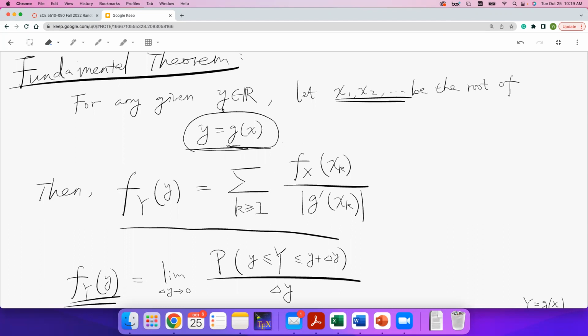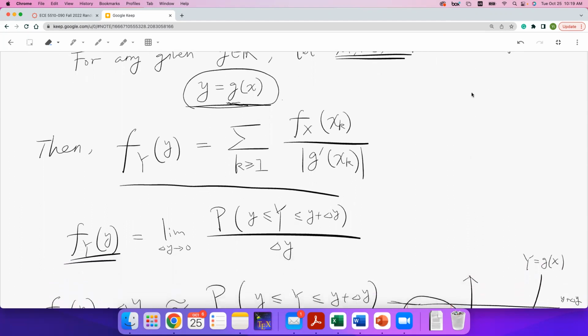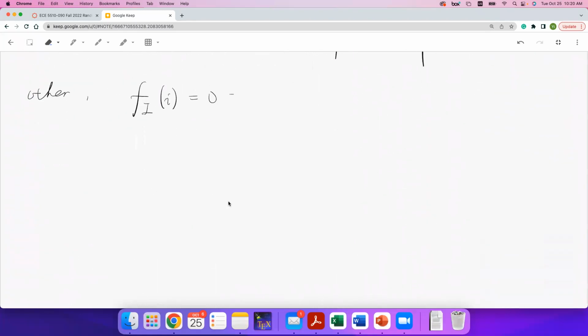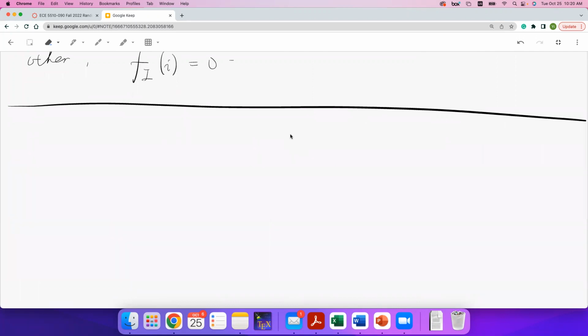Okay. When you solve this equation, in some cases, depending on the value of y, the equation may have different numbers of roots. For example, if you look at y equals x squared, now if y equals 0, we only have one root, x equal to 0, right? If y is bigger than 0, then we have two roots, which are the positive and negative square root of y. If y is less than 0, we have no root, right? So these are different cases depending on the value of y. Okay. So this is how we calculate the CDF and PDF of functions of random variables.